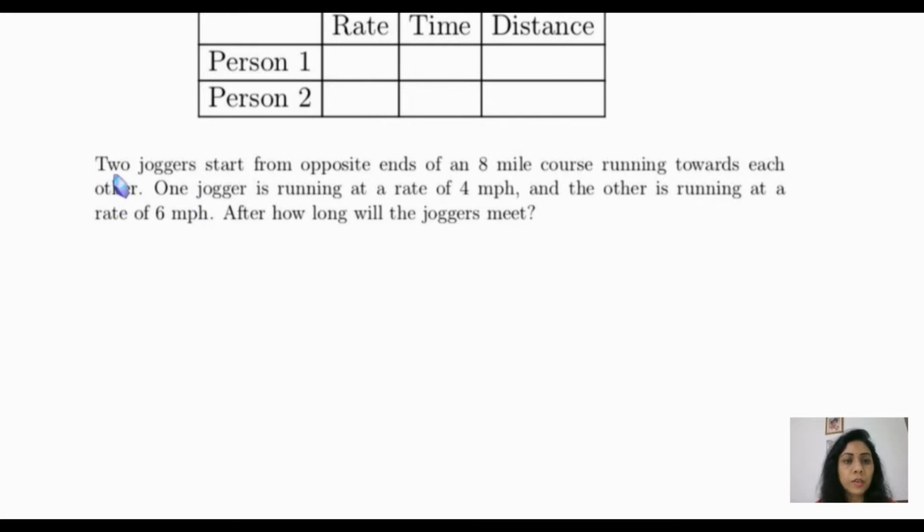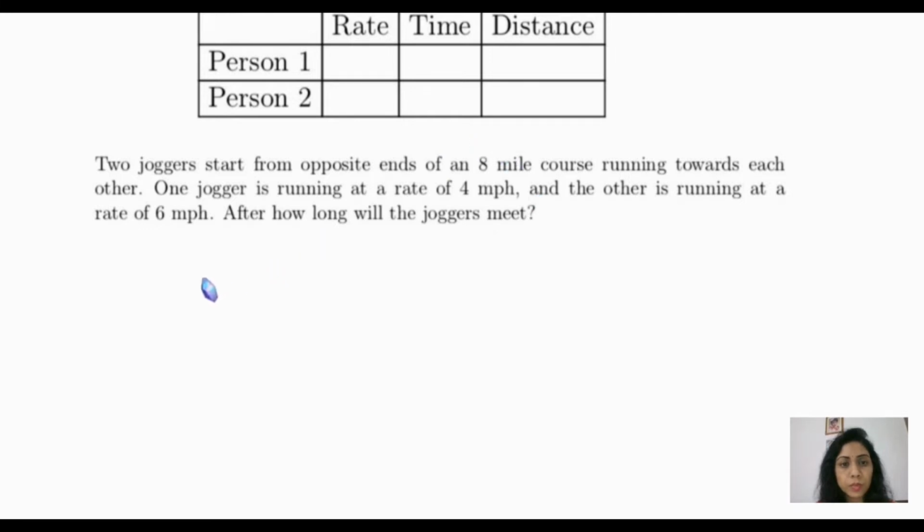Here is the question. Two joggers start from opposite ends of an 8-mile course running towards each other. One jogger is running at the rate of 4 miles per hour and the other is running at a rate of 6 miles per hour. After how long will the joggers meet? So always I am saying, read a word problem one, two, three times.